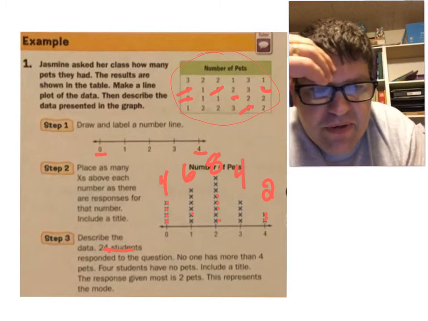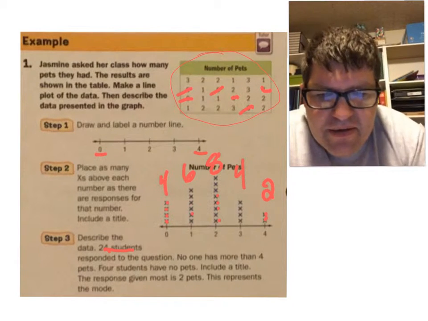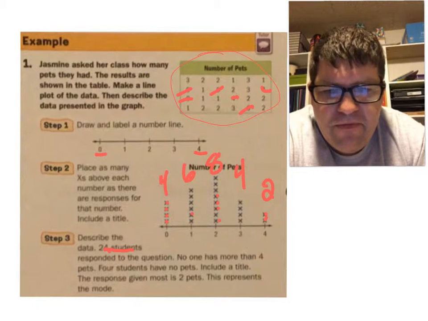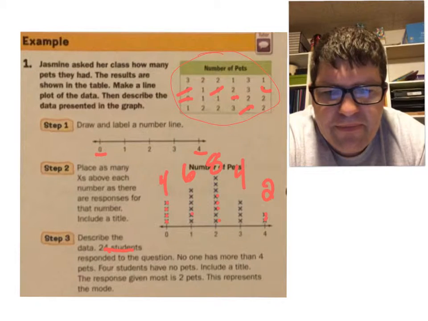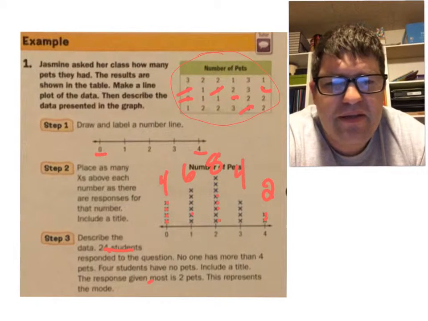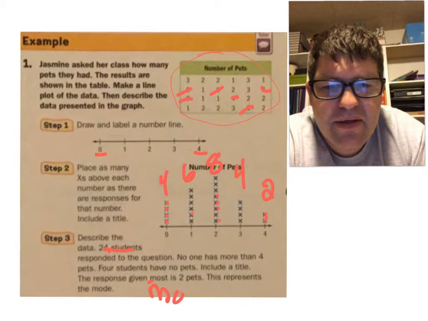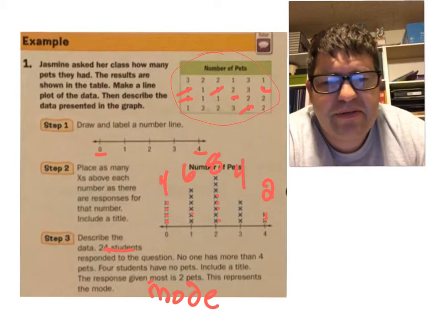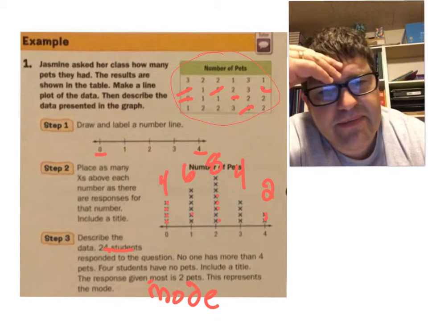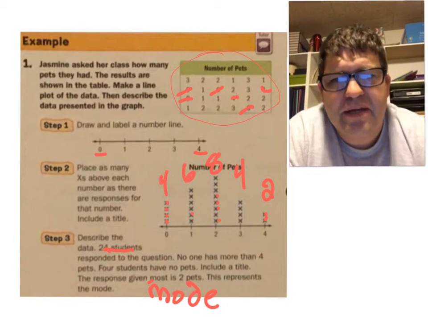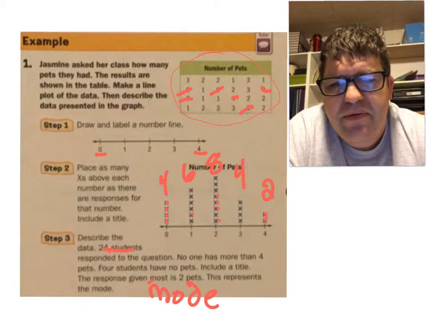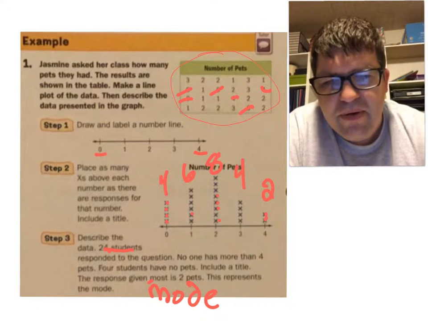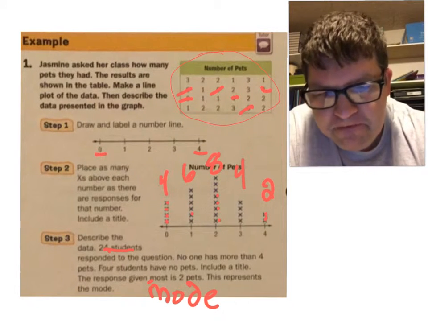No one has more than 4 pets. 4 students have 0 pets. And the response given the most, that would be the mode, is 2 pets. All right, cool. So we put the data onto a line plot, and then we interpreted it, or we described what the data means. Okay.